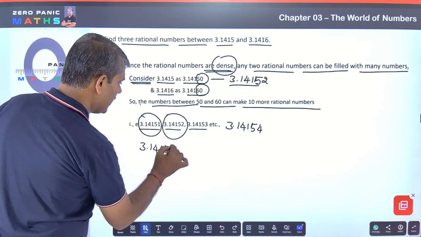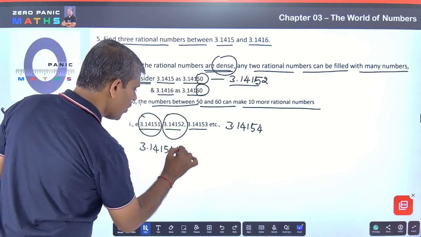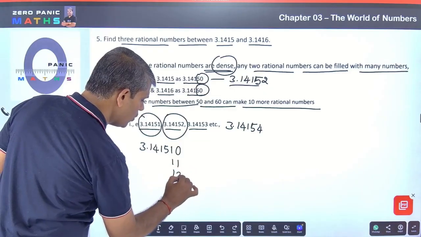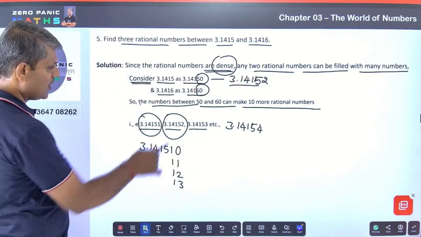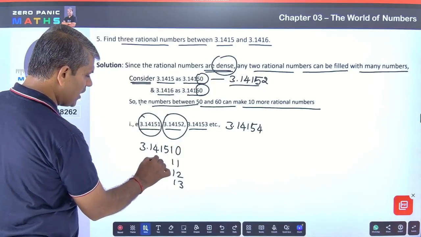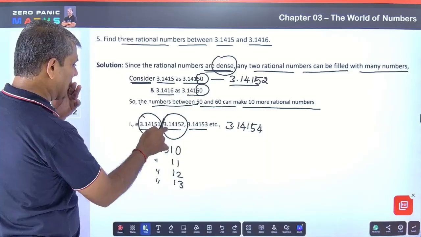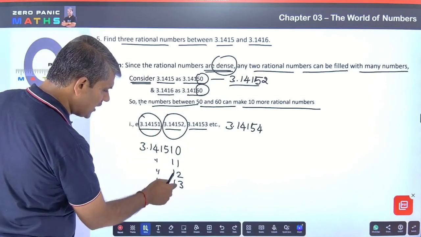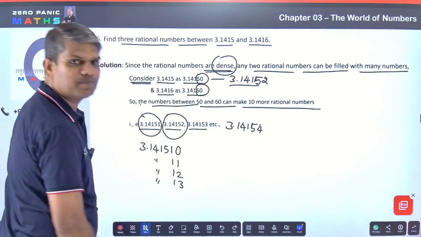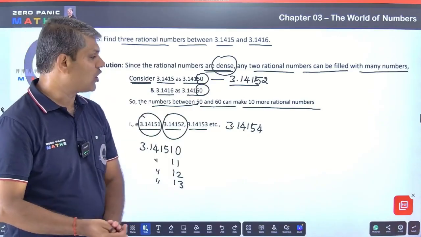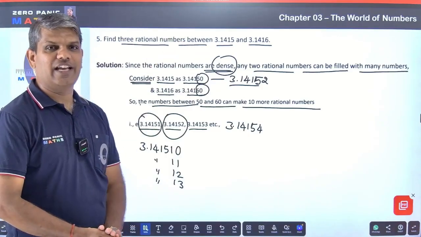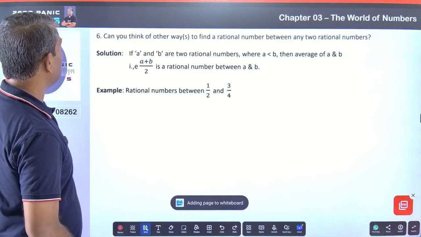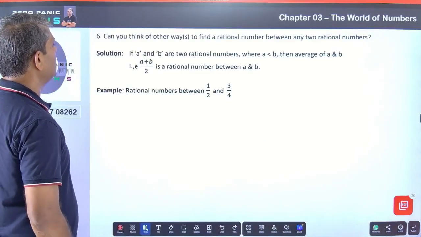Sorry, I will make it 141510. So what is the next number? 141511, 141512, 141513, and so on. All these numbers are actually lying between 14151 and 14152. These are the numbers that exist between these. Understood? That is the reason we call rational numbers dense. Okay, let us quickly move to the next problem.